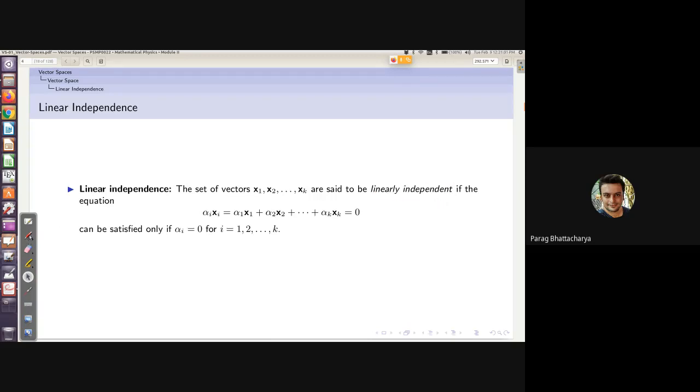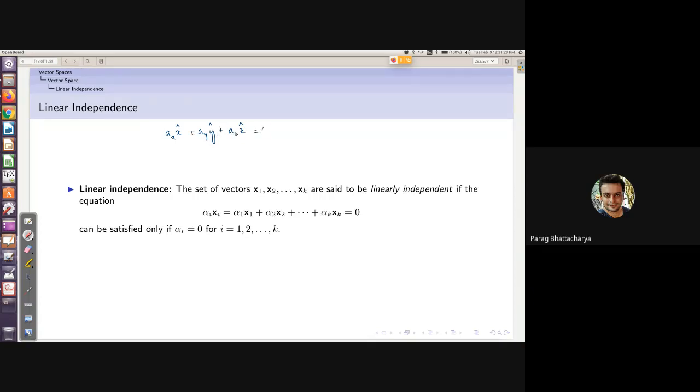An example of that: I'll take the example of x cap, y cap, and z cap. Let's say I have x cap, y cap, and z cap, with coefficients ax, ay, and az.